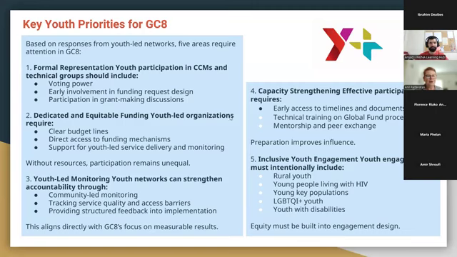Key priorities for youth. So for these priorities include formal representation of youth and participation in CCMs, dedicated and equitable funding for youth-led organizations, an increased focus on youth-led monitoring, capacity strengthening for effective participation, and the inclusion of youth engagement that includes intersectional realities and is inclusive of rural youth, young people living with HIV, young key populations, LGBTQI youth, and youth with disabilities. Thank you very much, and I will be very happy to take questions in the Q&A section.